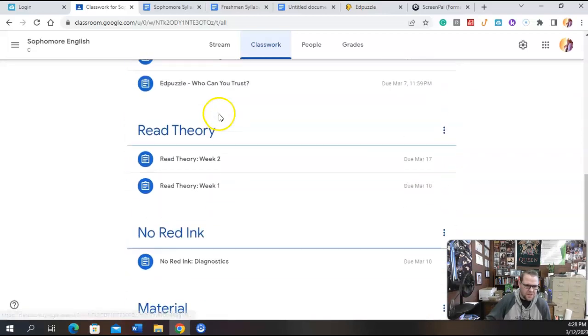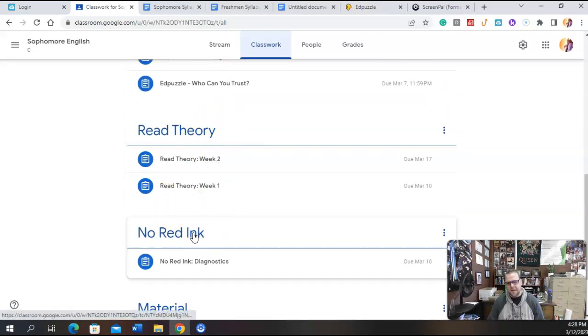The other things you can see are what's called Read Theory and NoRedInk. These are exercises that we do in the morning, and they shouldn't really ever have these as homework unless they're not doing them in class or they're absent.